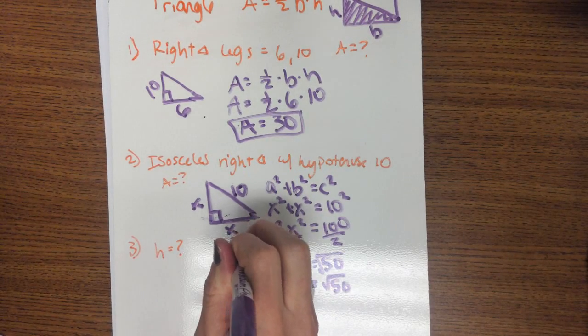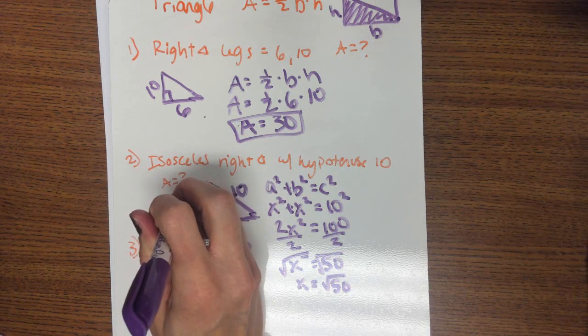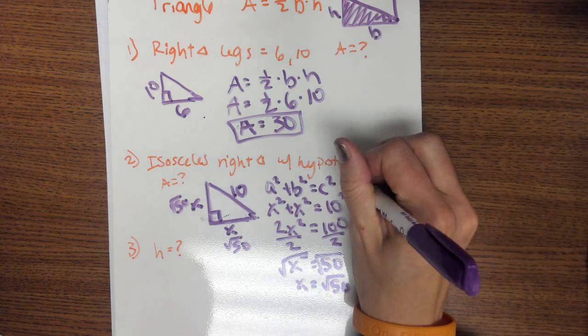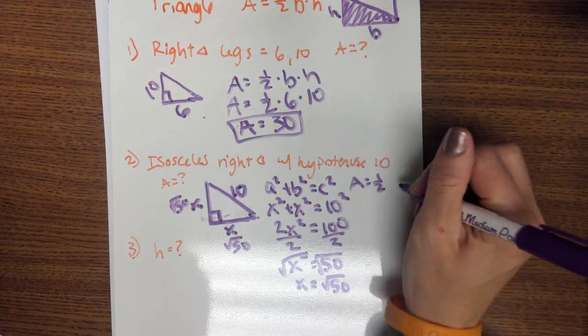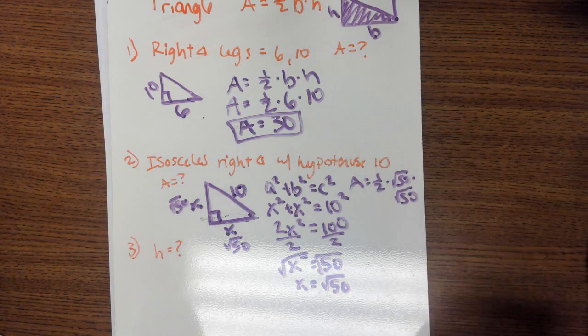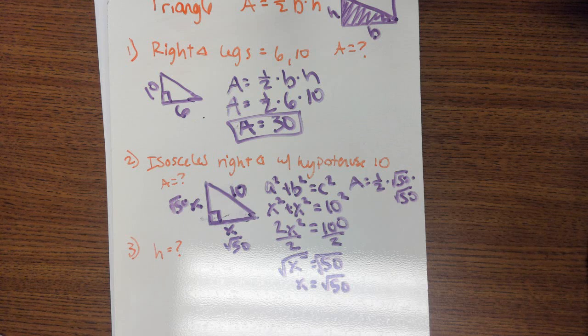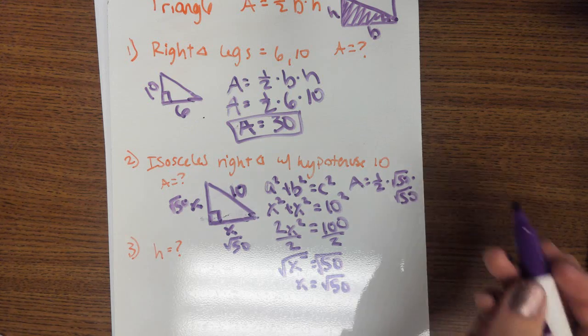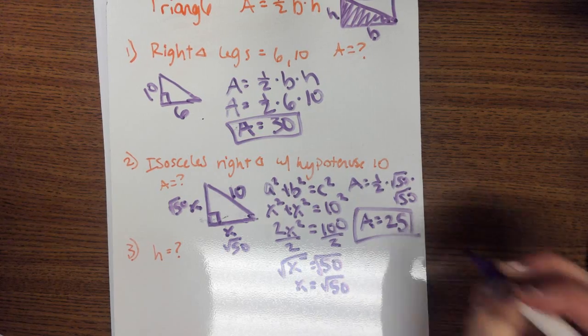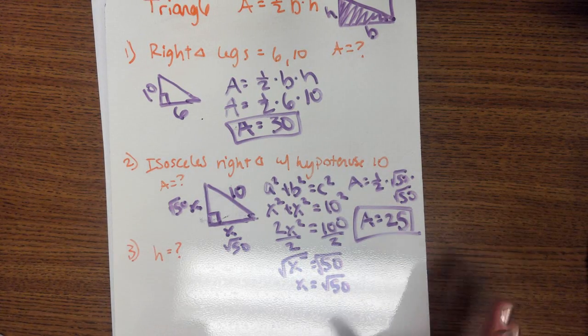If I put that up here, radical 50, I now can go through and find the area, because my area is 1/2 base, which is radical 50, times height, which is also radical 50. I'm going to type that in, 0.5 times square root of 50, close your parenthesis, times square root of 50, and close your parenthesis. And my final area worked out very nice, and it became just 25.